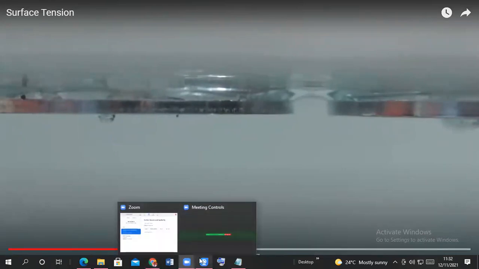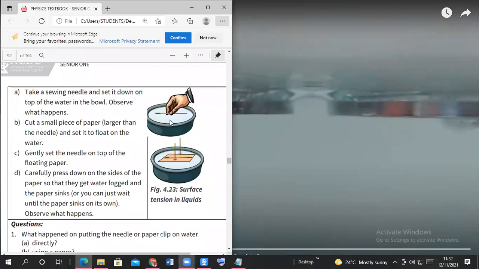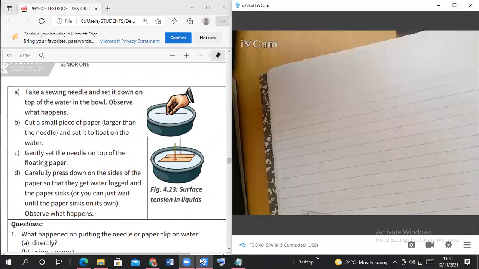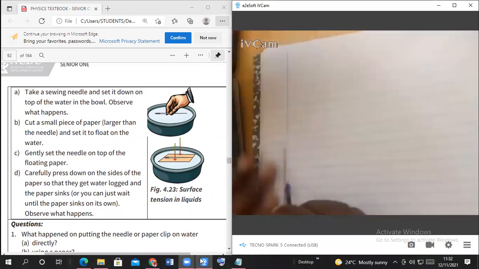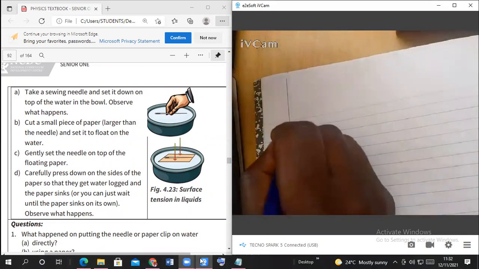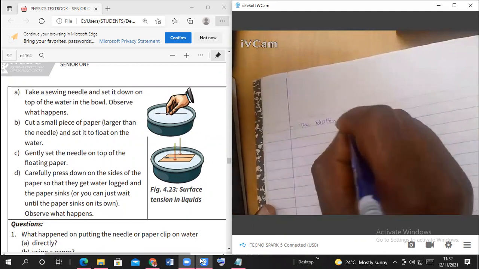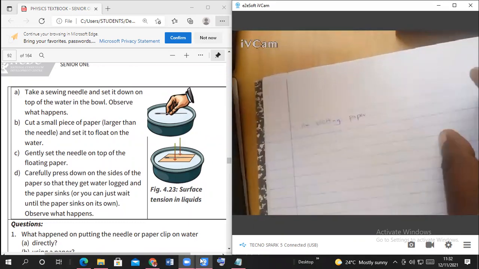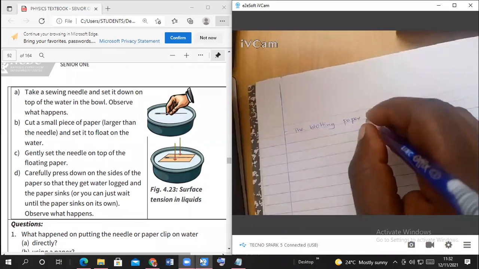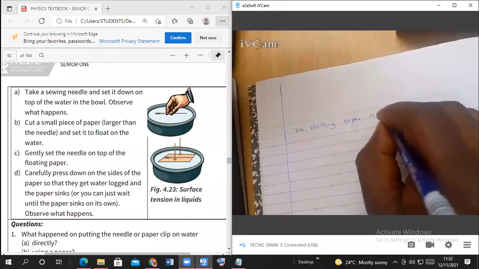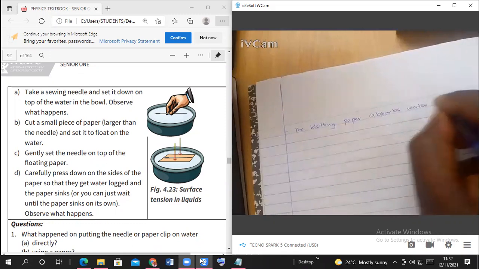So even there, when a needle is placed on the water surface here, what will happen? What shall we observe if the needle is placed with a blotting paper on the surface? The blotting paper does what? Sinks. Why does it sink? It absorbs what? Water. Absorbs water and sinks.